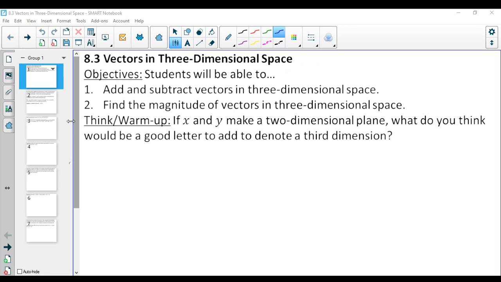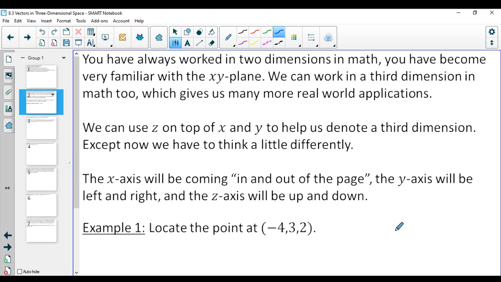And that's exactly what we're going to do. We're going to add Z on there. So we've always worked in two dimensions in math, and you've become very familiar with the XY plane. But we can add a third dimension, which, as I said, gives us many more real world applications. And we can just add Z on top of X and Y to help us denote a third dimension.